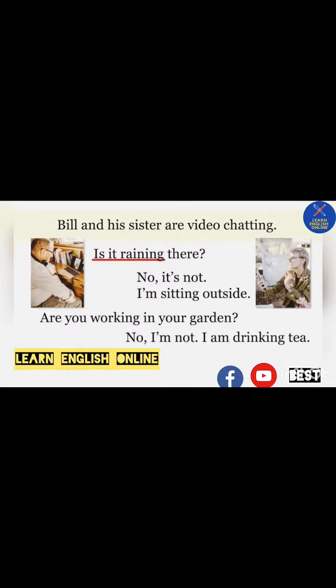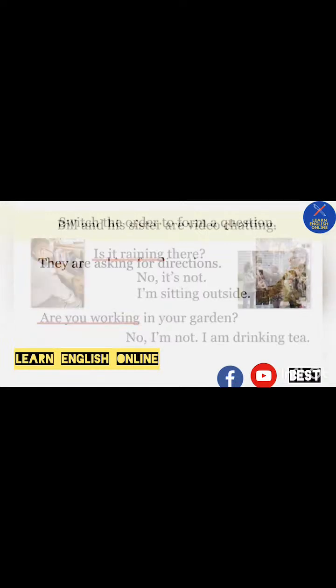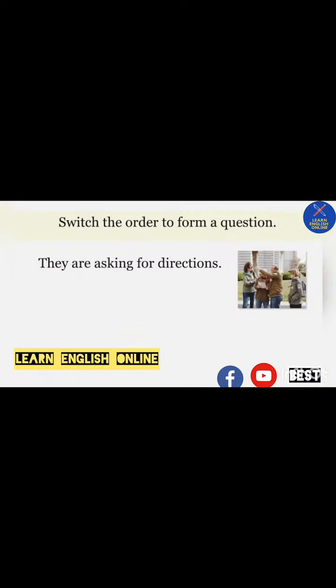Notice the question, is it raining? Are you working? Let's look at how to form yes/no questions in the present progressive. Switch the order to form a question in the present progressive. You already know how to say, "They are asking for directions." To make a question, we are going to switch the be verb and the subject, and that way we'll have, are they? Are they asking for directions? Yes, they are.